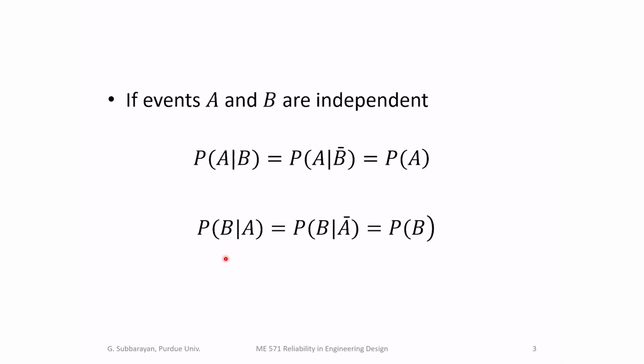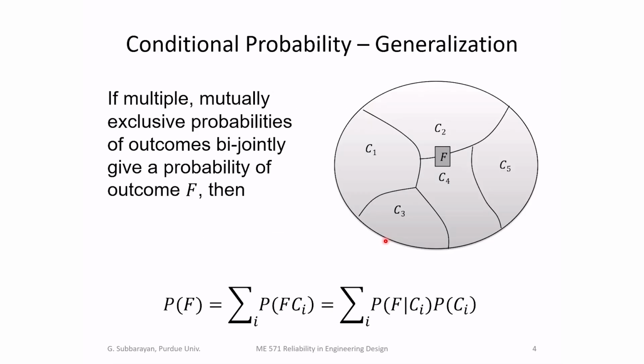And similarly, if A and B are independent, the probability of A occurring or not occurring has no effect on the probability of B occurring. Therefore, the probability of B given A is the same as the probability of B given A complement, and that's equal to the probability of event B.